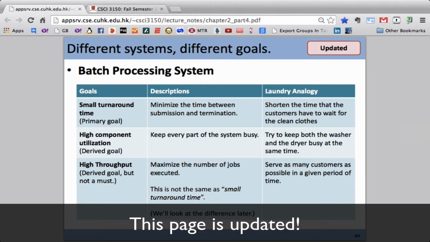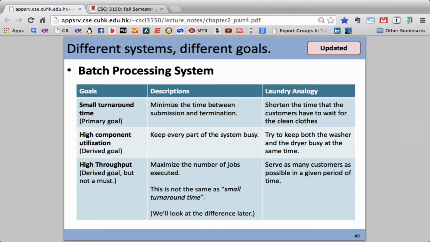Of course, if we want to minimize it, the next derived goal is to use all components efficiently in a parallel manner. For example, I have a printer. While the printer is printing, we don't need the CPU's attention, so the CPU can go run another job. Then we have another derived goal called high throughput. High throughput means that, say I have only one machine, can I finish 10 jobs within the day? I do a measurement within the day: 10 would be a good throughput, 6 would be a bad throughput, and so on.